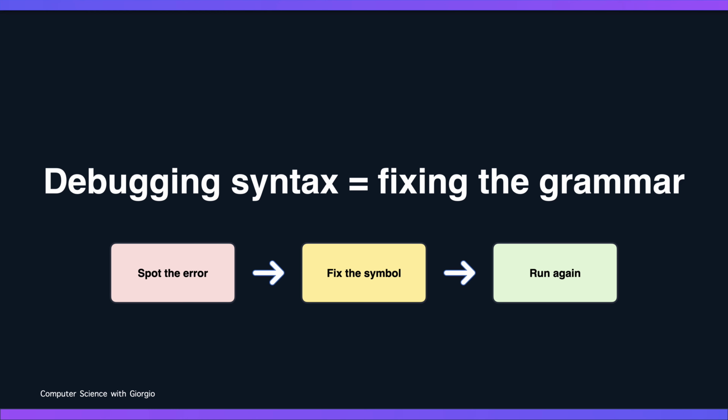So what do programmers do? They debug. It sounds complicated, but it isn't. Debugging syntax means find the grammar mistake, then fix it, then run the program again. That's all. Think of it like proofreading an essay. You spot the typo, you fix it, you read it again. Programming works exactly the same way.